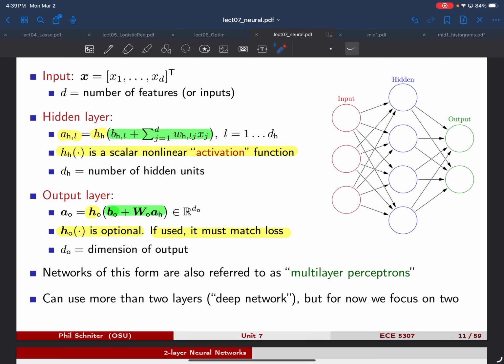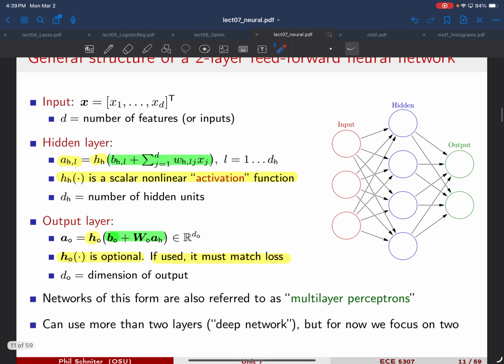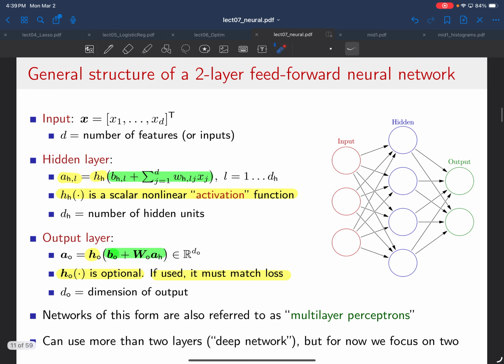And same thing with the dimension of the output. This is really determined by your task. It's not a free parameter. Okay, and here we're talking about 2 layers, hidden layer, output layer. In principle, you can use more than 2 layers. We'll talk about that more at the end of this unit, but for now, we're just going to focus on 2 layers because that's enough to talk about.